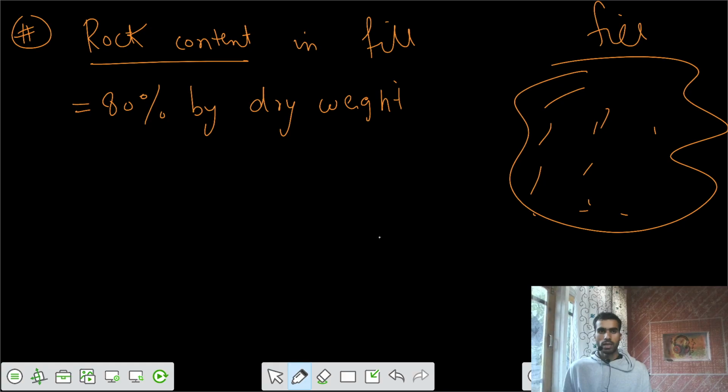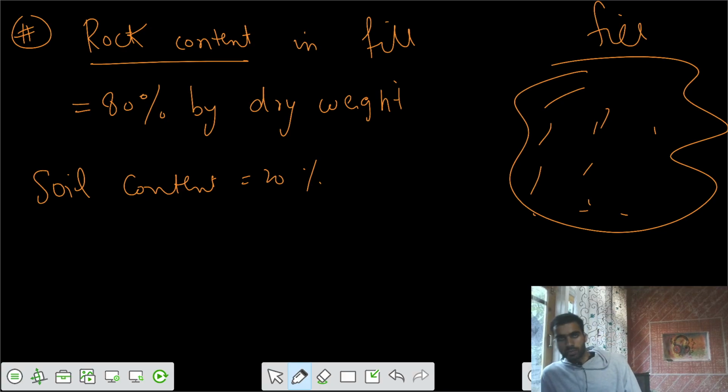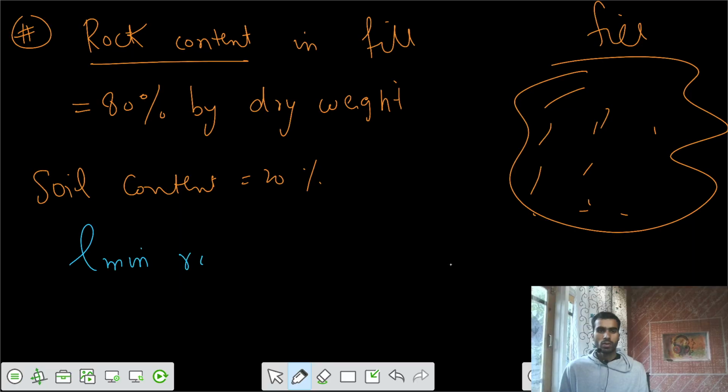And that means there is some soil also. So soil content is actually 20%. And the minimum void ratio for the rock fraction is 0.73.